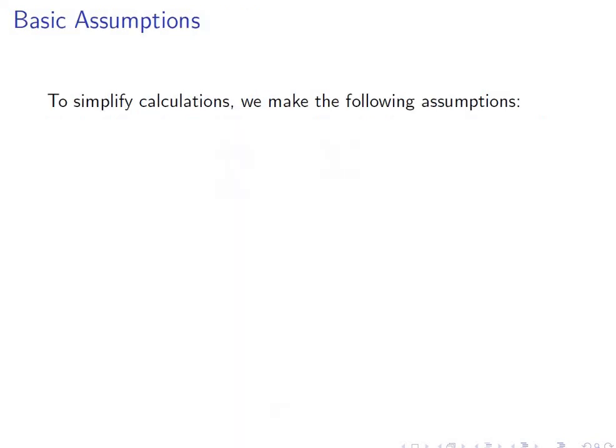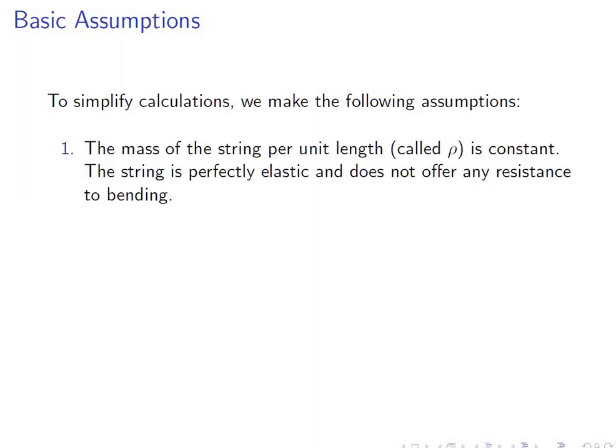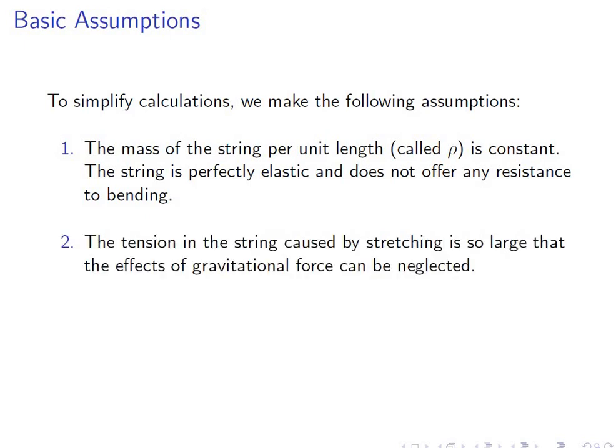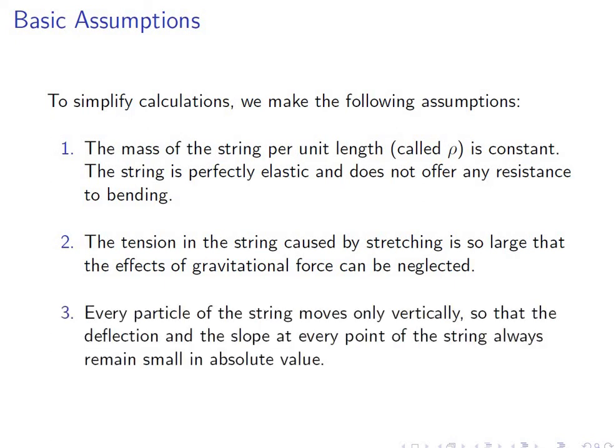To simplify calculations, we make some assumptions. The mass of the string per unit length, which we call rho, is a constant. The string is perfectly elastic and does not offer any resistance to bending. Second, the tension in the string caused by stretching is so large that the effects of gravitational force can be neglected. Finally, every particle of the string moves only vertically, so that the deflection and the slope at every point of the string always remain small in absolute value.